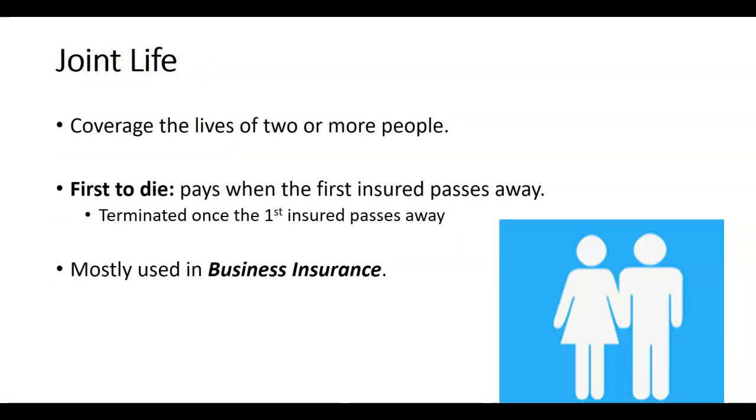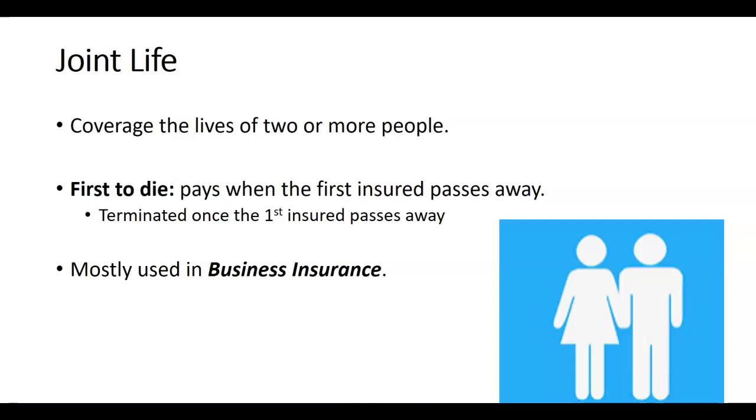So what's joint life insurance? Well, joint life insurance is a single policy that is designed to insure 2 or more lives. So it's based off of the first to die. The death benefit is paid upon the first death only.